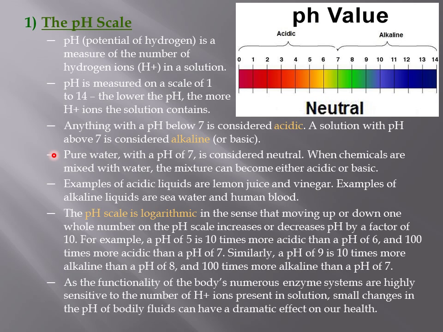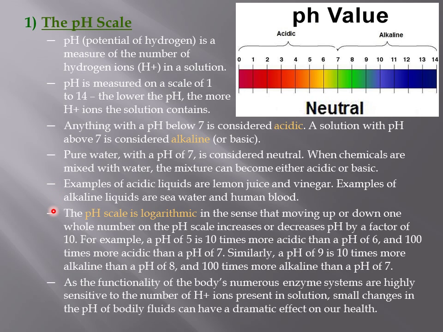But various chemicals and compounds can be mixed with that water and turn the water into either an acidic or basic solution. Examples of acidic liquids are things like lemon juice and vinegar. Examples of alkaline liquids are things like seawater and human blood.